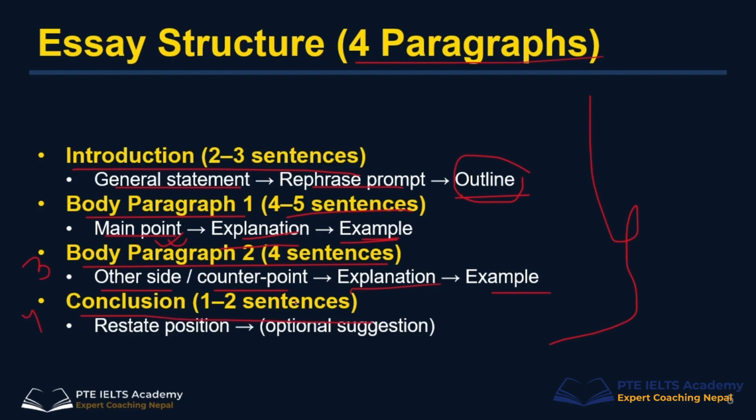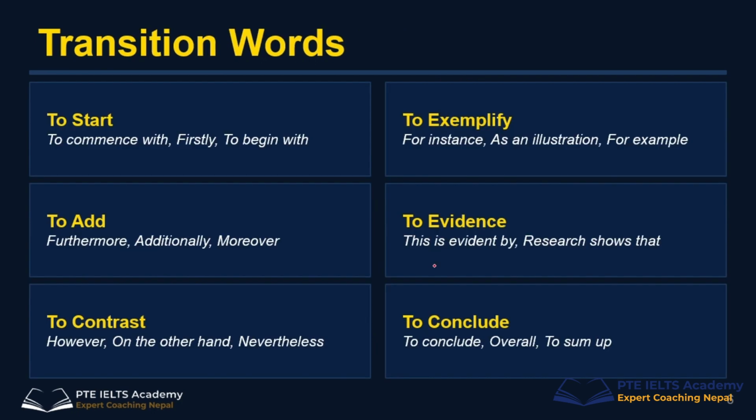Paragraph 4, conclusion, 1 to 2 sentences. Keep your conclusion short, restate your main position using different words, and optionally add a suggestion or call to action. Do not introduce any new ideas in the conclusion. That is the complete 4-paragraph structure, simple, effective, and it works for every essay type.